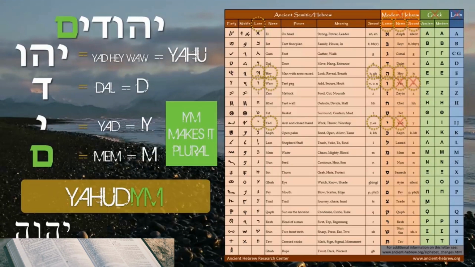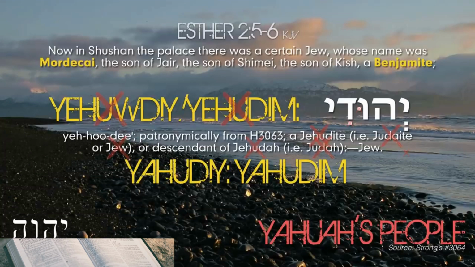And it's made plural as Yahudim. We are told this is Jews. Read my lips. So it's not Yehudim or Yehudi. It's Yahudi and Yahudim, plural, because Yahuwah branded his people with his name.